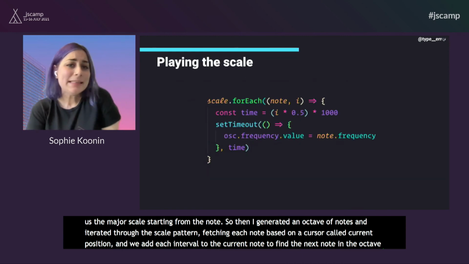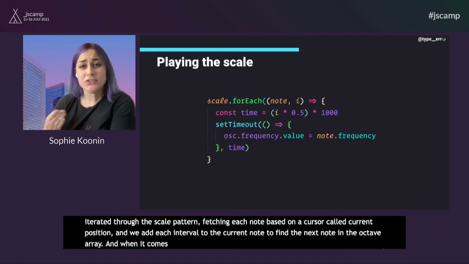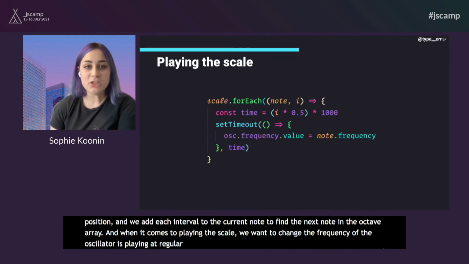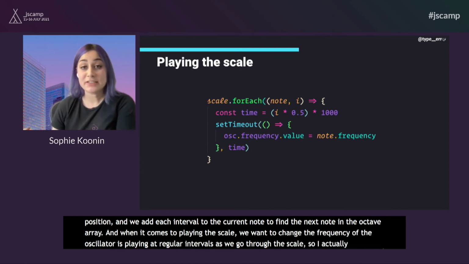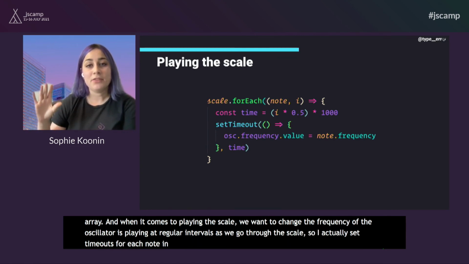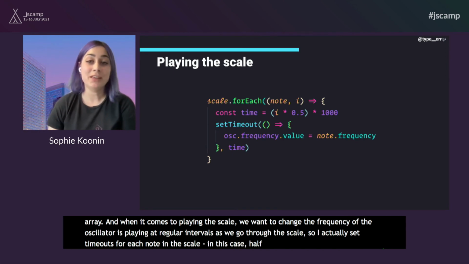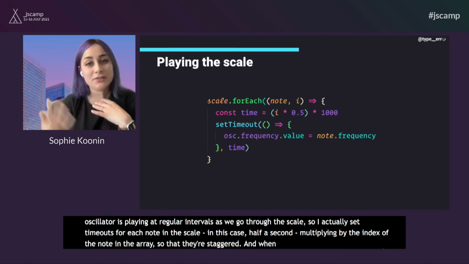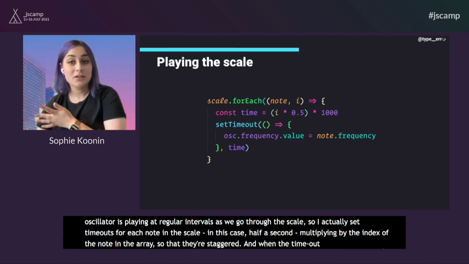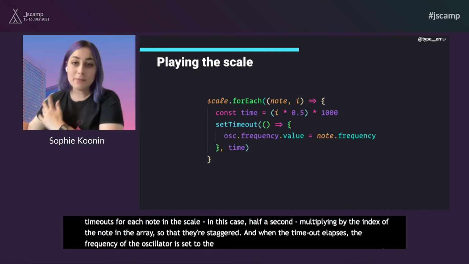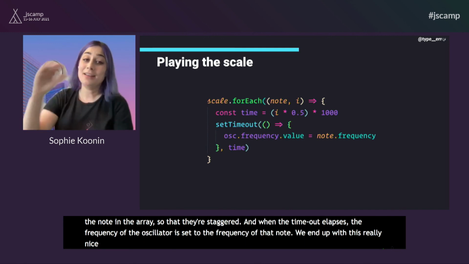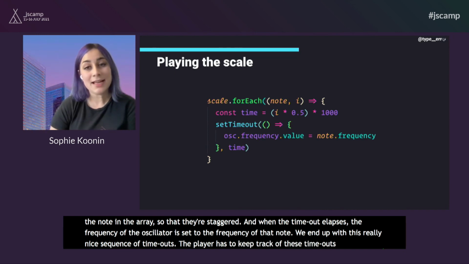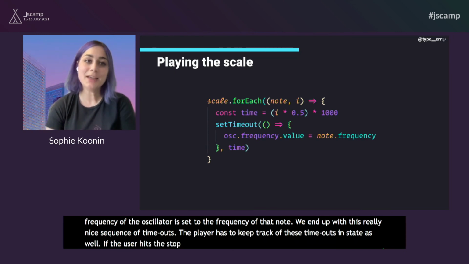And when it comes to playing the scale, we want to change the frequency the oscillator is playing at regular intervals as we go through the scale. So I actually set timeouts for each note in the scale, in this case, half a second, multiplying the timeout by the index of the note in the array so that they're staggered. And when the timeout elapses, the frequency of the oscillator is set to the frequency of that note. And we end up with this really nice sequence of timeouts. And the player has to keep track of these timeouts in state as well. So if the user hits the stop button, I can cancel all of those timeouts and stop the scale playing.